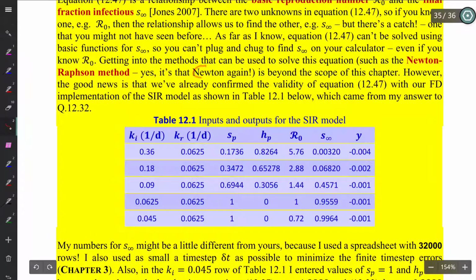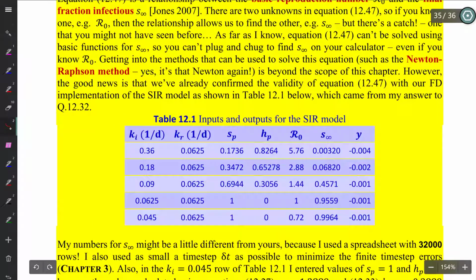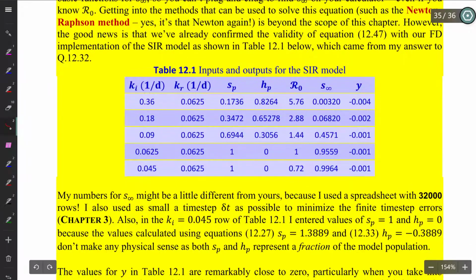And it turns out that Newton, way back when, figured out a numerical way of getting the answer for S infinity. But we've already done that. Right? We did it in our spreadsheet. We actually had a little numerical method that solved the model, and we found our values of y.